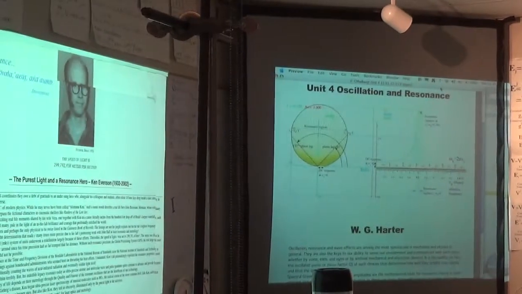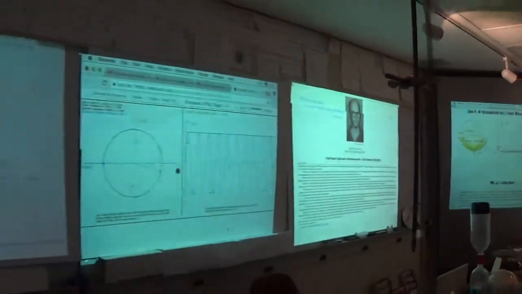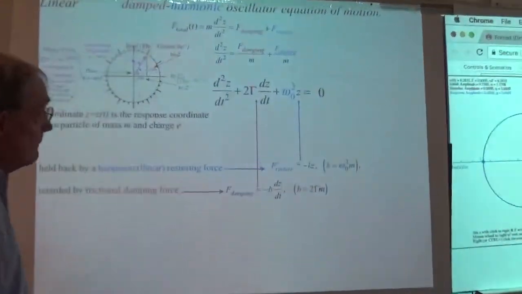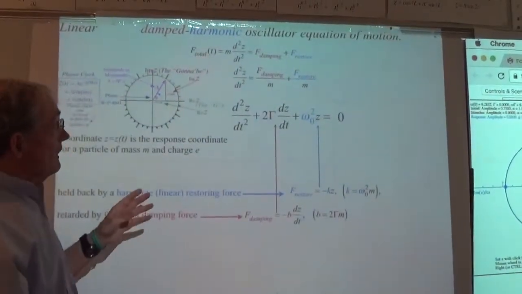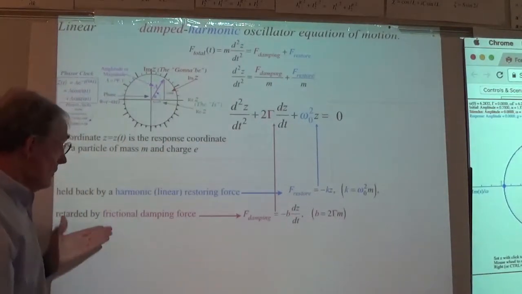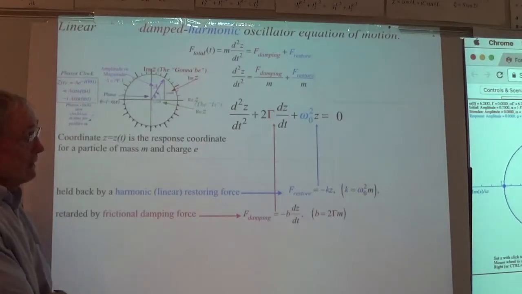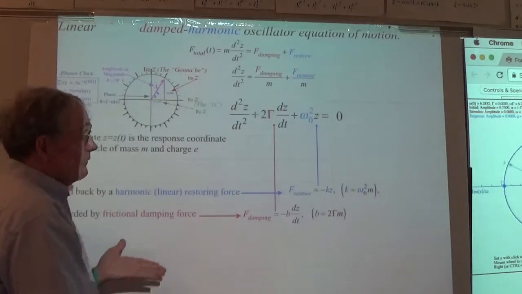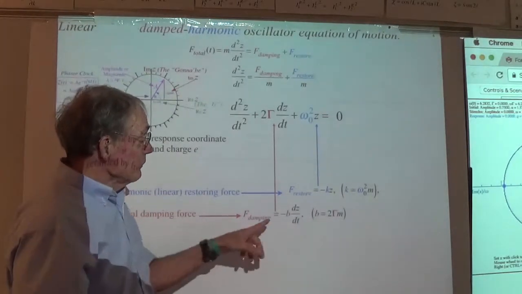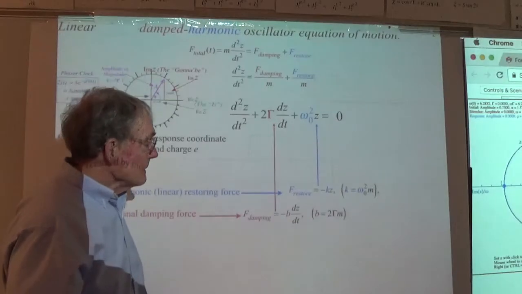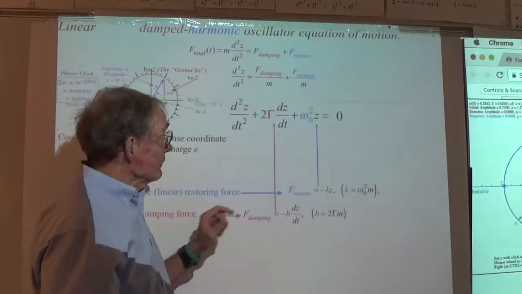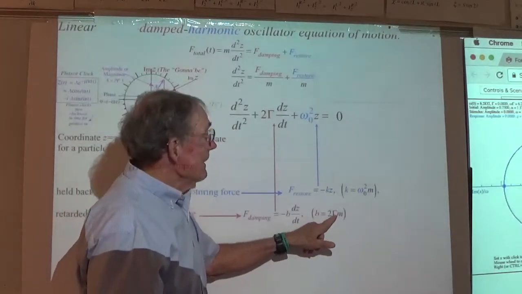Let me take us back here. I think I'll go forward on this one right here and make sure that we understand the next stage in this, and that is to put some friction in there. So putting a frictional damping force here in the simplest linear possibility is something that's first order in velocity. So there's a coefficient B which we're going to set equal to 2 gamma m.